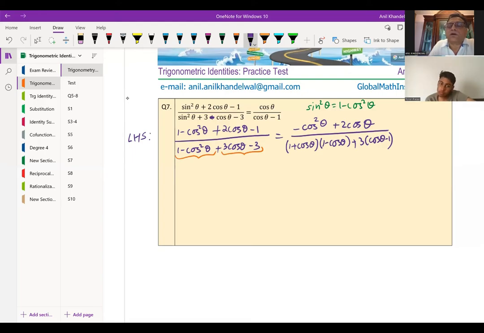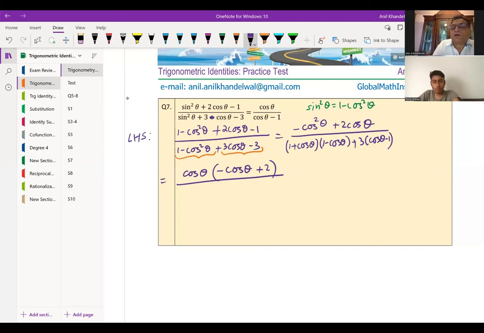Now in the numerator, let's continue with factoring cos theta, right? So we have cos theta factored out. So we're left with minus cos theta plus 2. Now I have 1 minus cos theta and cos theta minus 1. Do you see that? So I could write 1 minus cos theta as negative of cos theta minus 1, right? Yes, sir.